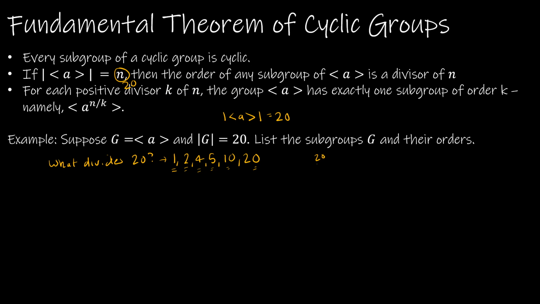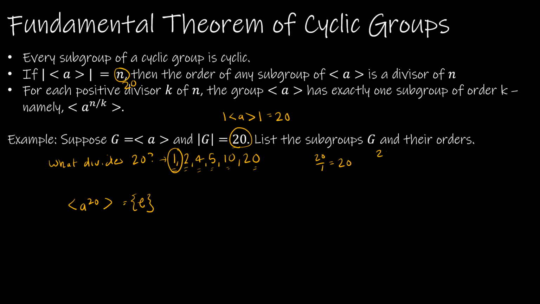So what's 20 divided by 1? Well, that's 20. So I've got a subgroup, A to the 20, and that's going to be my subgroup of order 1. So what happens when I generate with A to the 20? I get E, and that's all I have. And again, that's order 1. So why is that 20? Well, because A to the 20, in a group of order 20, would be back to the identity.